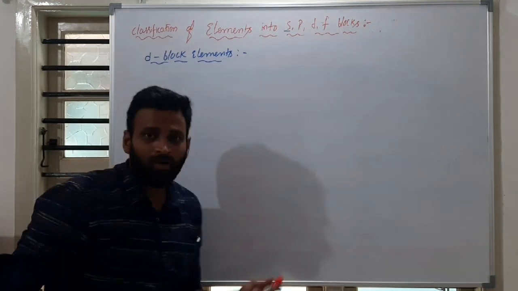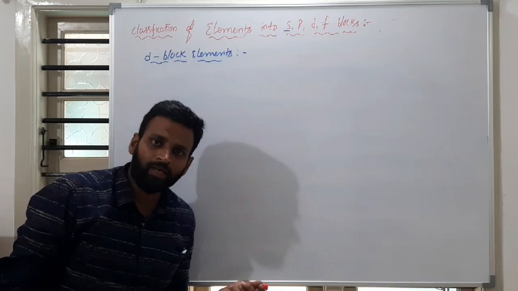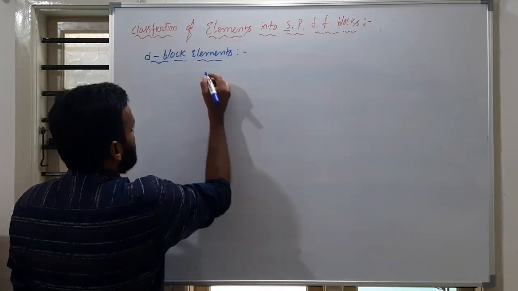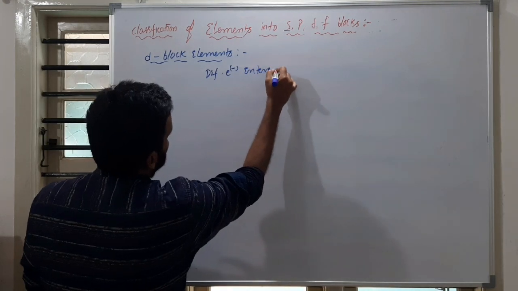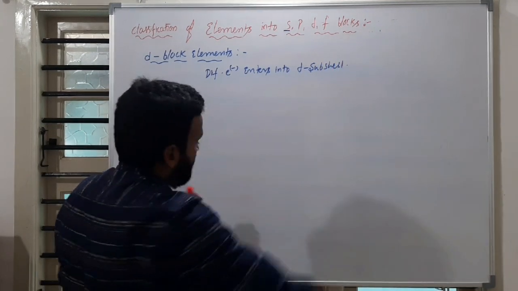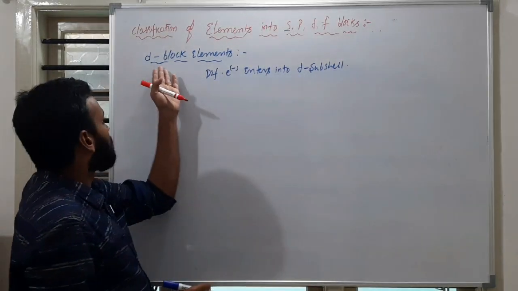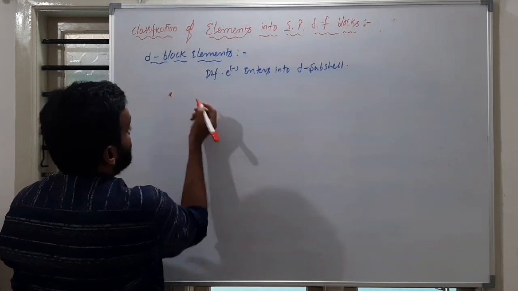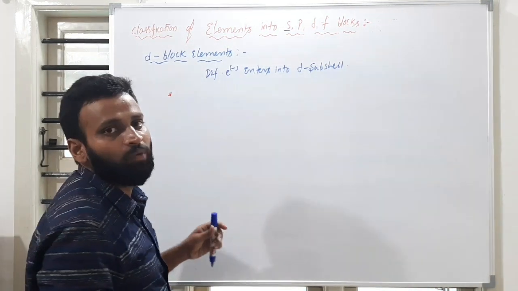Same story, sir. Why are they called D block elements? Because the differentiating electron enters into the D subshell. So which are D block elements? The elements in which the differentiating electron enters into the D subshell are called D block elements. So which are D block elements, why are they called D block elements, and how many groups are present in the D block? Let's see one by one.